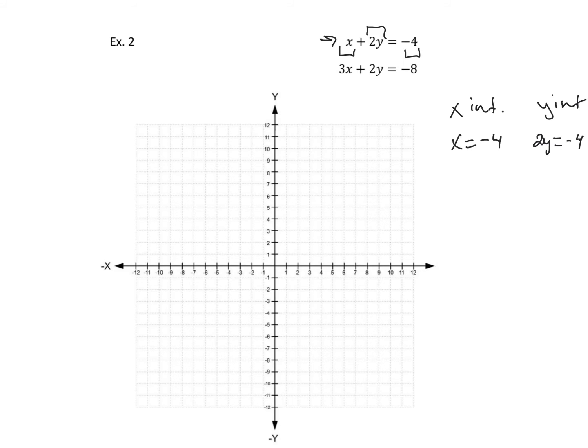So x equals -4, that's already solved, so I'm going to put an x-intercept at -4, so on the x-axis. 2y equals -4, I need to divide both sides by 2.